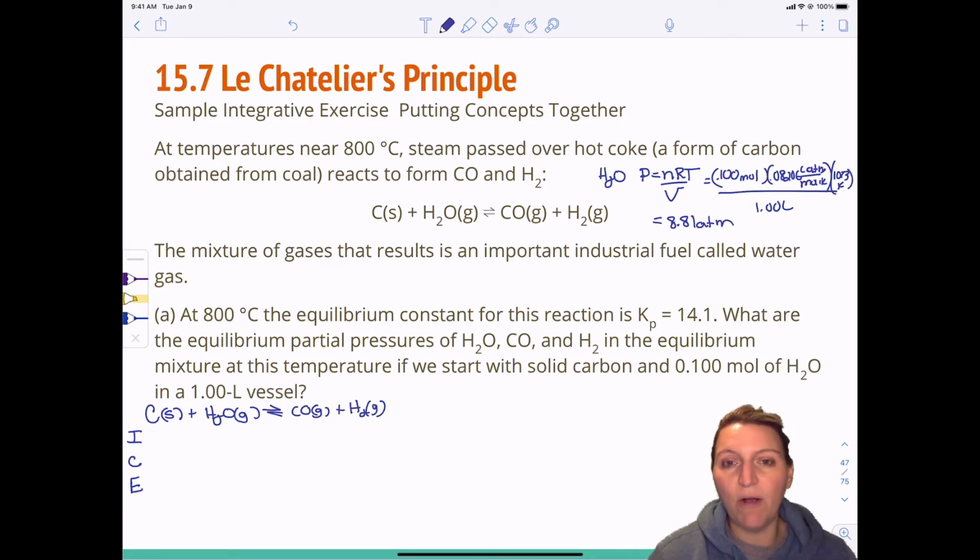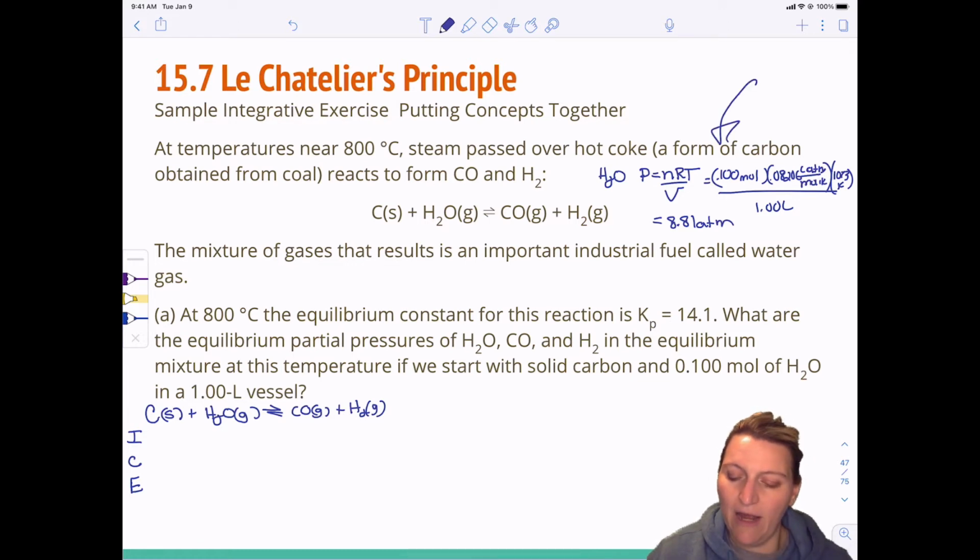So because this problem gives us Kp, and I'm eventually going to need to put in some X's into an ICE chart and solve a quadratic in order to get those values, I can't just put in 0.1 over 1 liter. I can't put in the molarity in the ICE chart. I actually need to calculate the pressure of the water to put that in the ICE chart. So I did that ahead of time, right? PV equals nRT, divide both sides by V. So it's nRT over V.